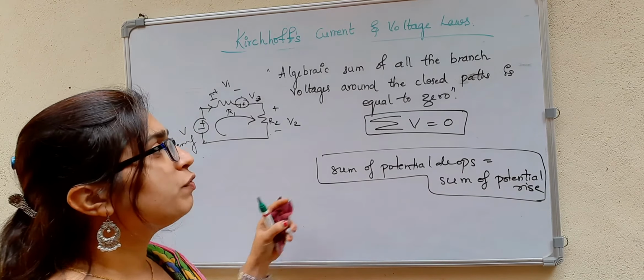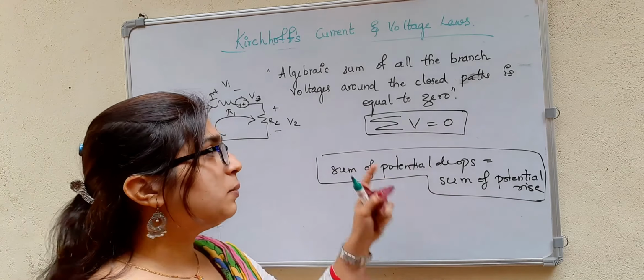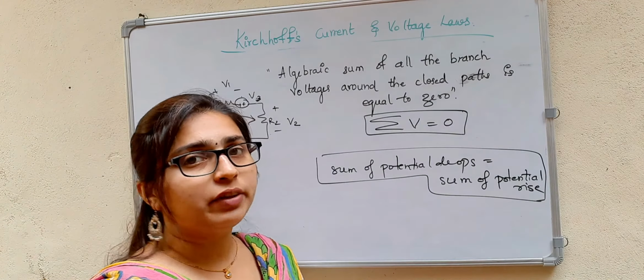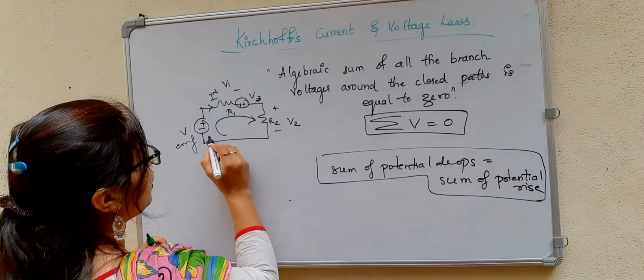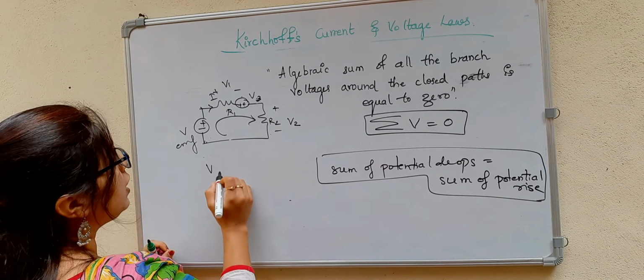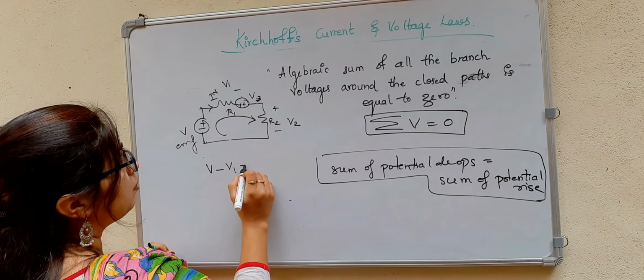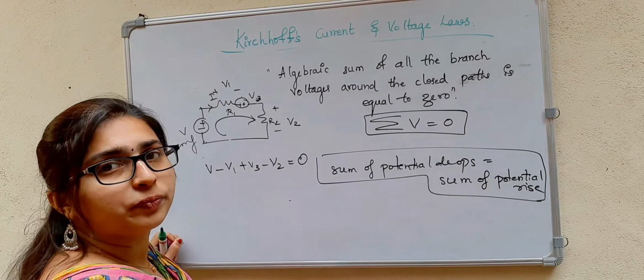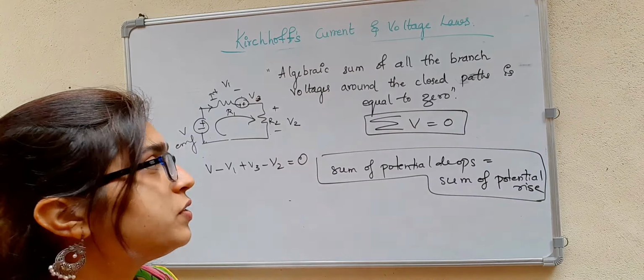So summation of V is equal to 0. The algebraic sum of all the branch voltages around a closed path is equal to 0. If we consider this, V minus V1 plus V3 minus V2 is equal to 0. This is your Kirchhoff's voltage law.